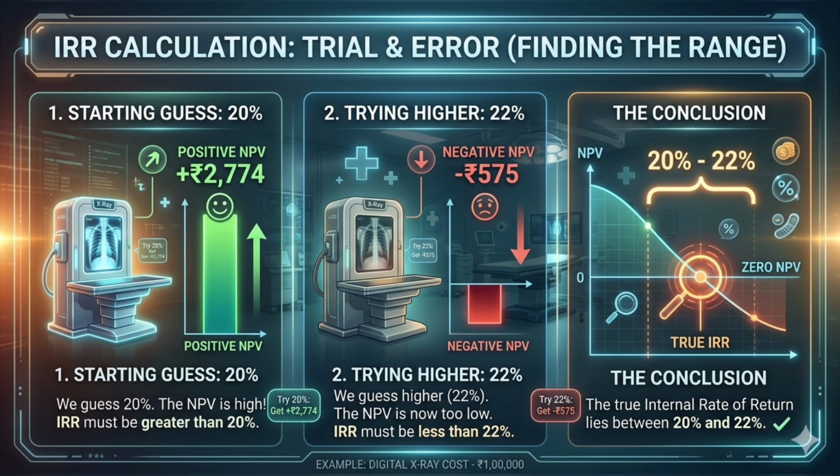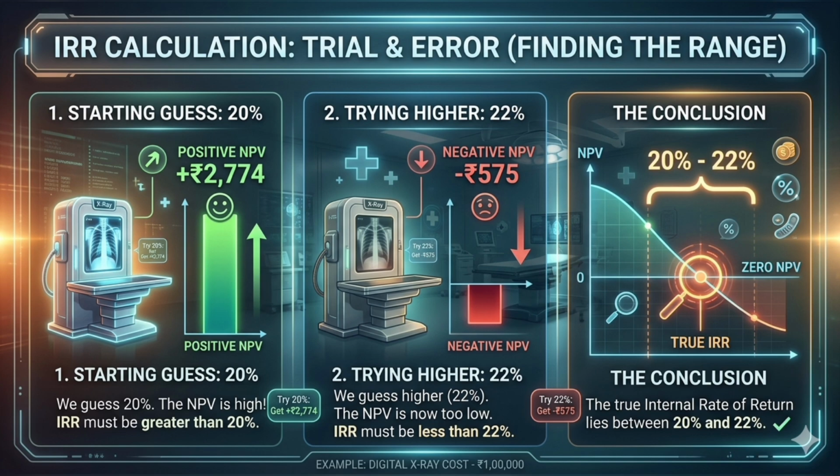So in this scenario, at 20% discount, inflow minus outflow: the outflow is the invested 1 lakh rupees and the inflow is 1,02,774. So when we subtract, inflow minus outflow, we will get 2,774. It is a positive value. So what will we do? We didn't get 0 as the NPV.